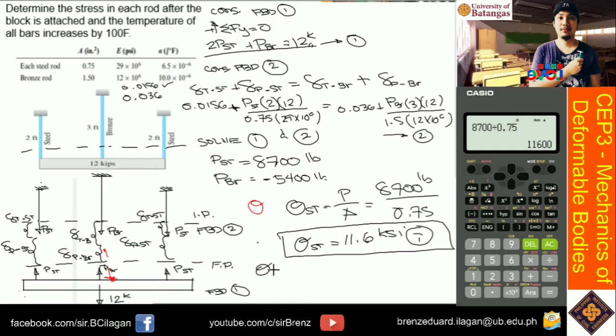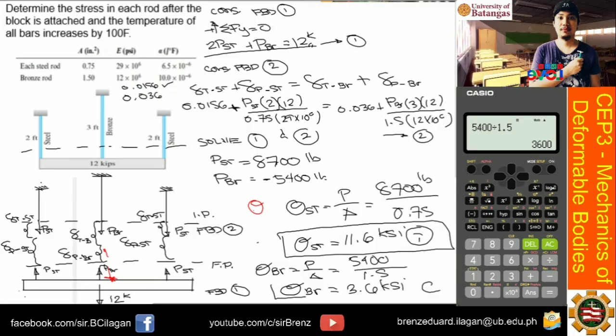And then, yung isa, si bronze, ganun lang din. P over A. So, negative 5,400. So, 5,4 na lang. And then, divided by 1.5. So, si bronze has stress. So, ito yung compression. 5,4 divided by 1.5. So, ito is 3.6 PSI. Ayun! So, this is your final answer.